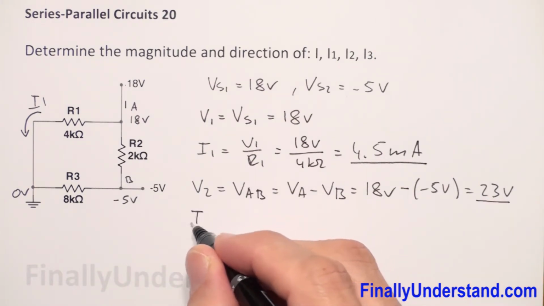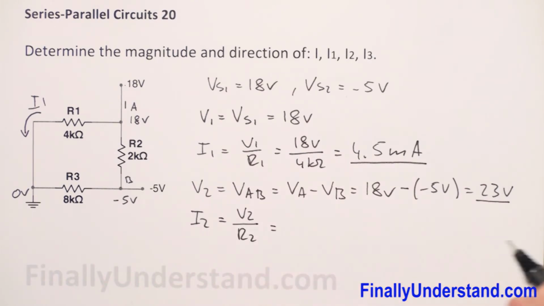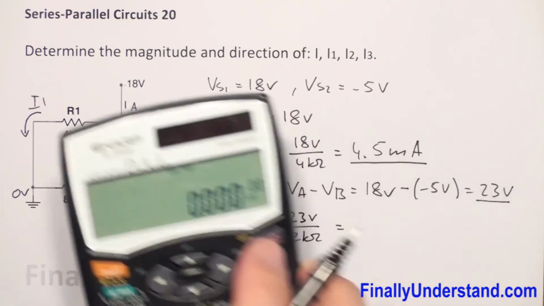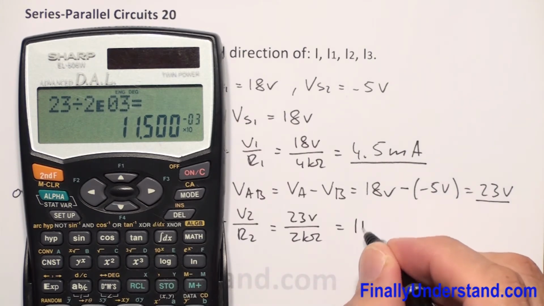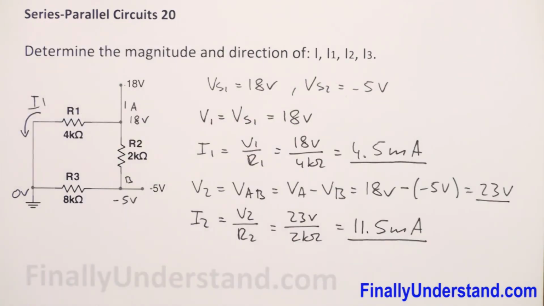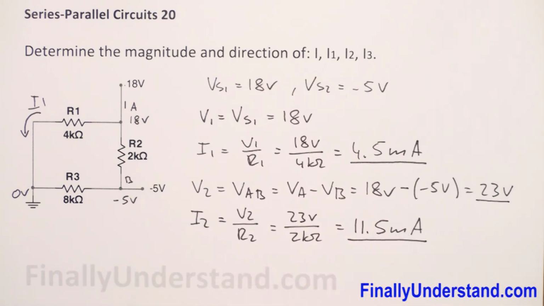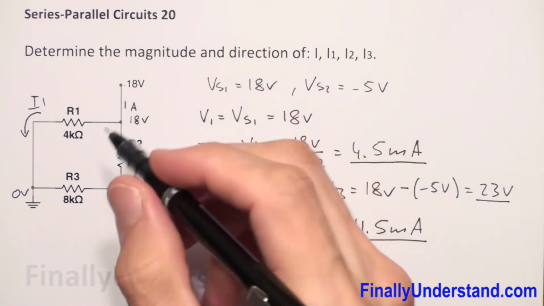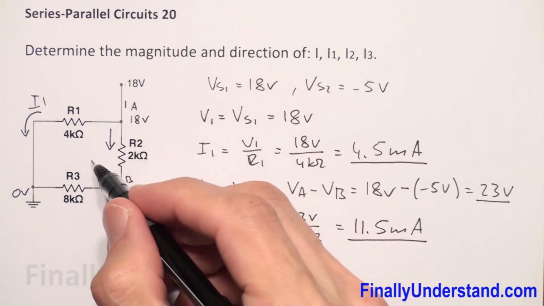So if I want to find the current, I2 is equal V2 over R2. V2 is equal 23 volts divided by R2, 2 kilo ohms. So I have 23 divided by 2 exponent 3 equals 11.5 milliamps. Okay, so this is the current which will go through resistor R2. And someone is going to ask in which direction this current is going to flow. Always from the higher potential to the lower potential. Because we use conventional current flow, I'm going to say that current goes from point A to point B. So this is my I2.